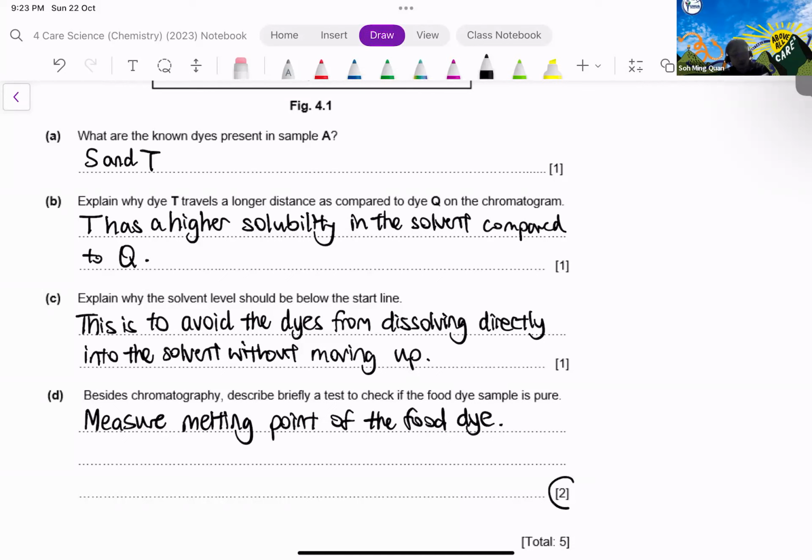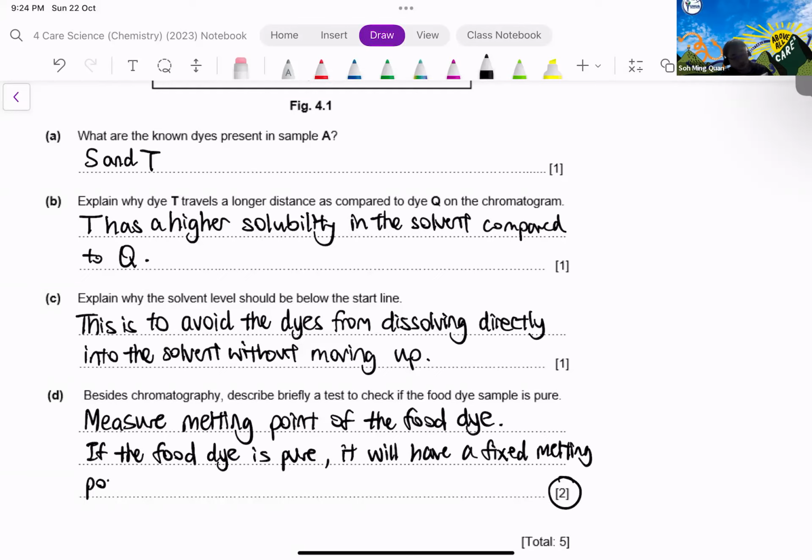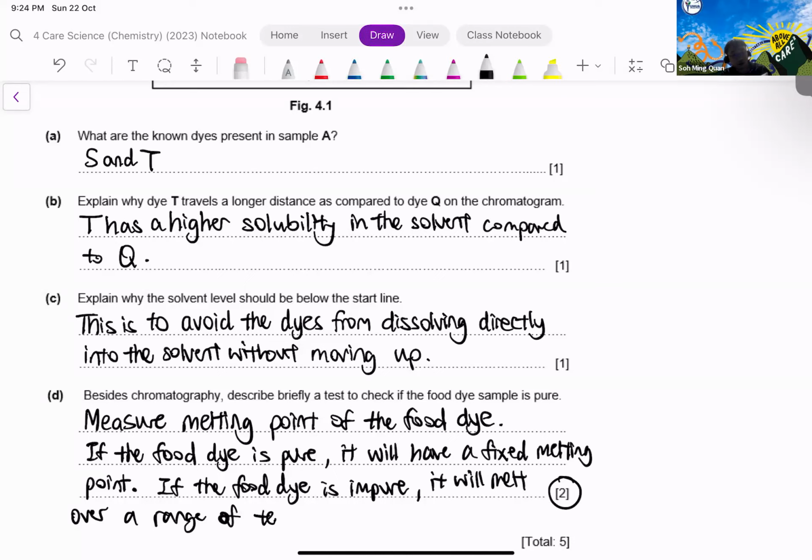But don't stop here, it's 2 marks. Always look at the mark allocation before you decide how much to write. So if the food dye is pure, it will have a fixed melting point. Okay? How about if it's impure? So you must write both sides of the story. You cannot just write one side. If it is impure, it will melt over a range of temperatures.